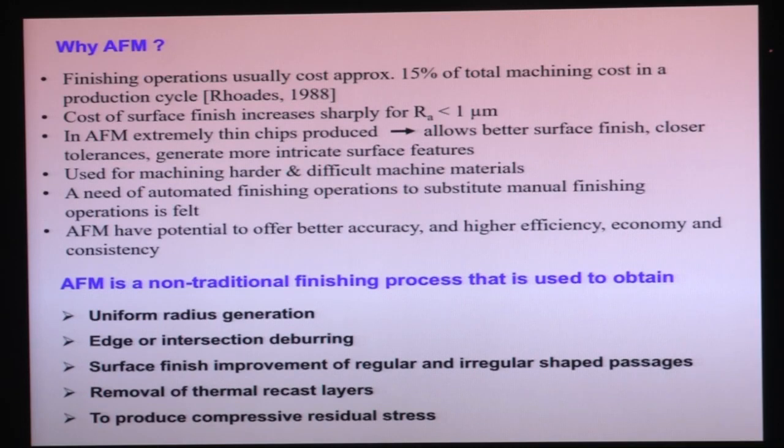So in AFM, extremely thin chips are produced. So this allows better surface finish, closer tolerances, and generates more integrated surface features. So this is used for machining hard and difficult to machine materials. A need for automated finishing operations to substitute manual finishing operations is felt. So this AFM process can be automated. We can automate this process, this automated abrasive flow finishing process. Okay. So AFM has the potential of better accuracy, higher efficiency, economy, and consistency. So these are the requirements due to which the abrasive flow machining process and abrasive flow finishing process have evolved.